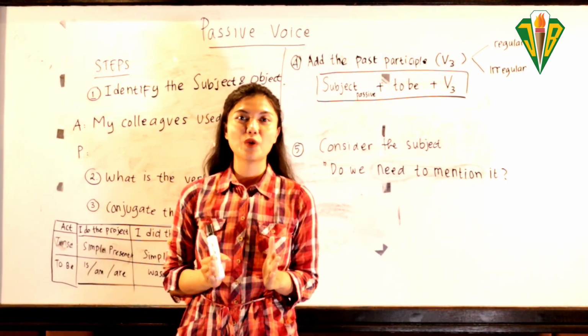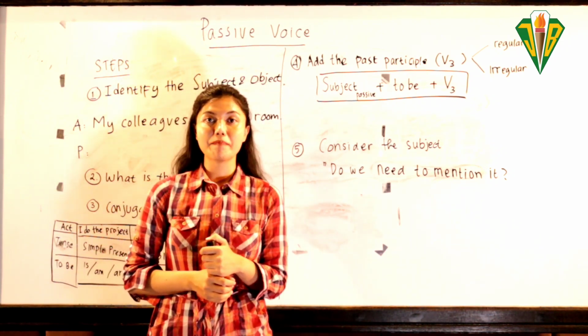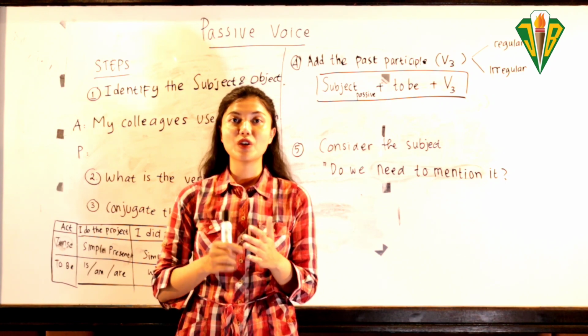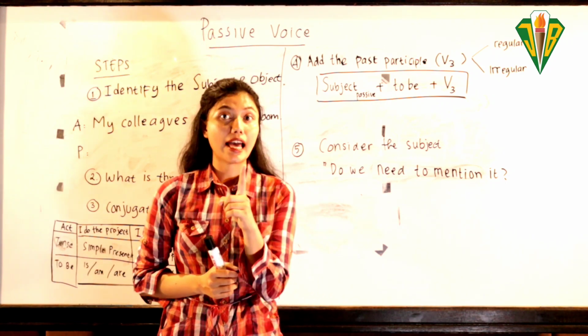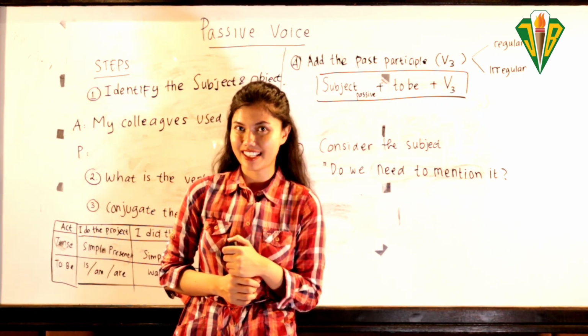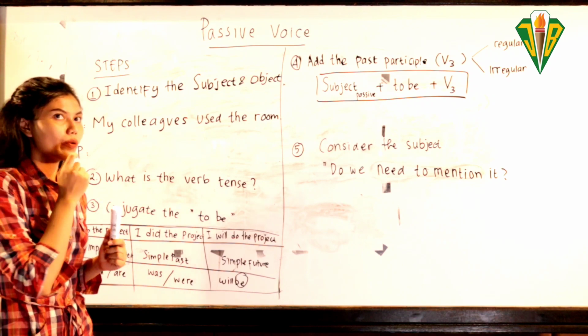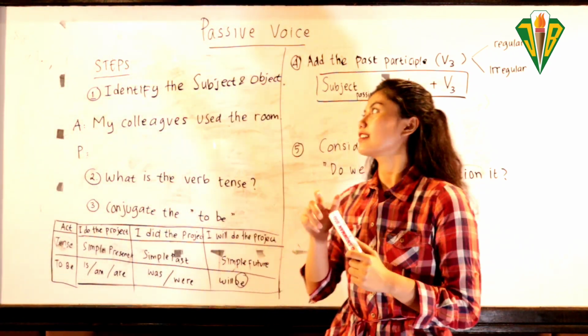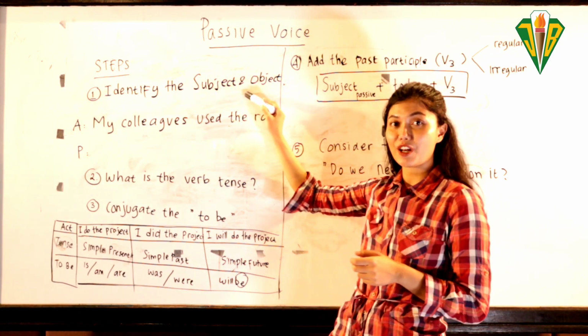Okay, we go to the steps. But before that, please prepare a pen and paper. I'll make sure that you also take notes so that it can be easier for you to follow. And we also have an exercise after this. So let's go with the first step, okay? The first one is to identify the subject and object.